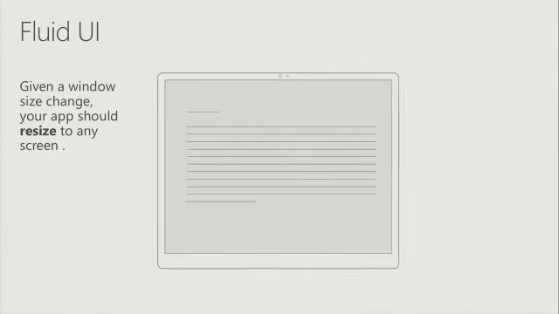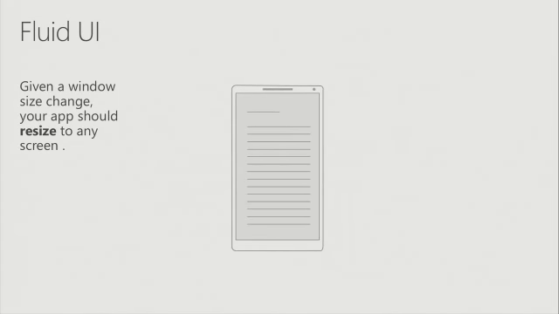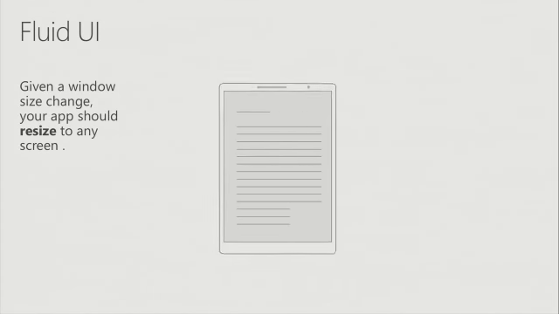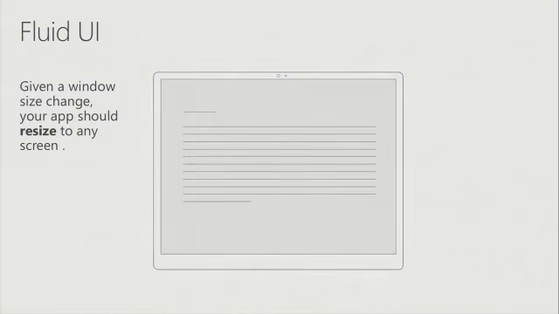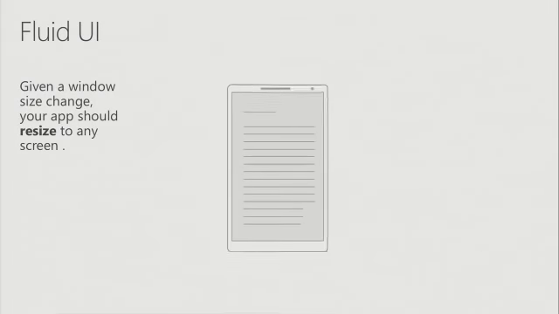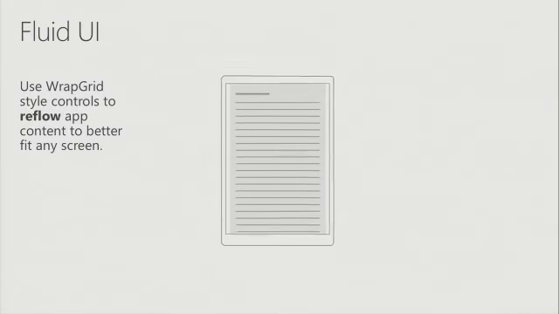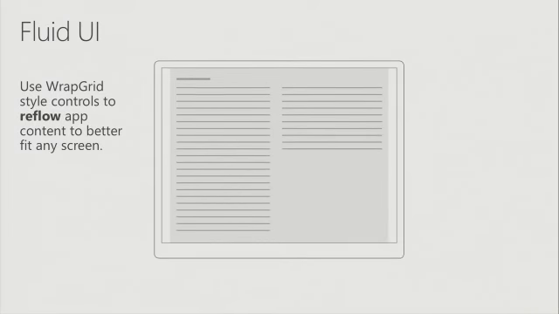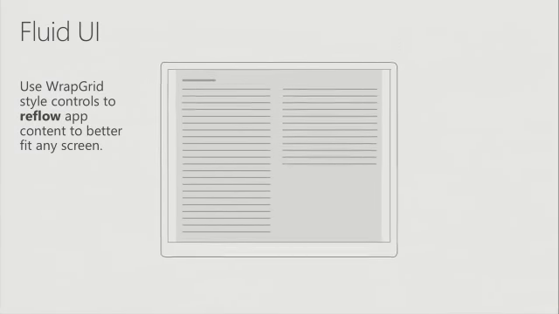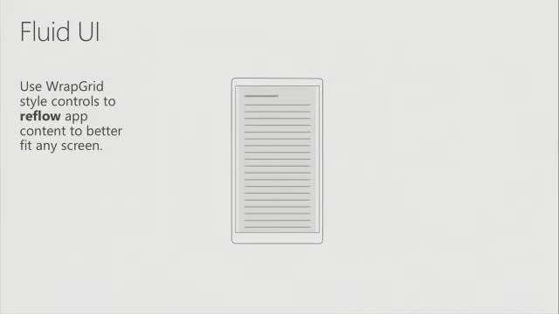So, given a window size change, your app should be able to resize to any screen. Here you can see that as the screen size shrinks, the content in the screen actually resizes to better fit the space that it's in. You can also use wrap grid style controls to reflow and wrap content based on the width that's available. You could wrap text, images, tiles, or any other kind of grid-like structure.